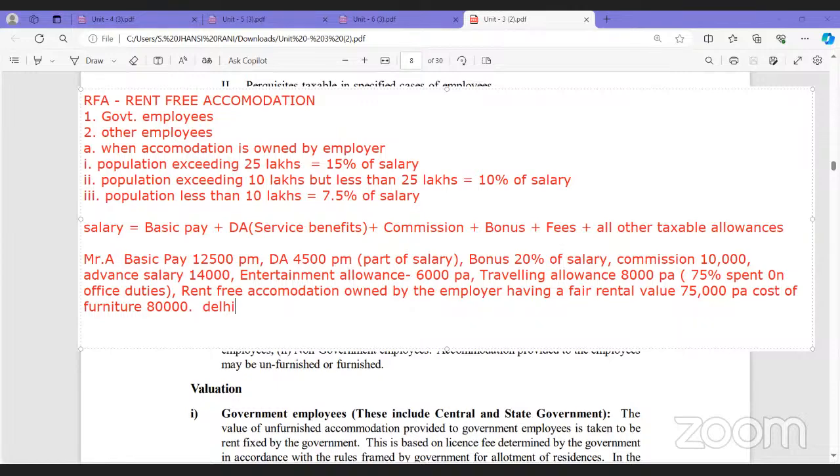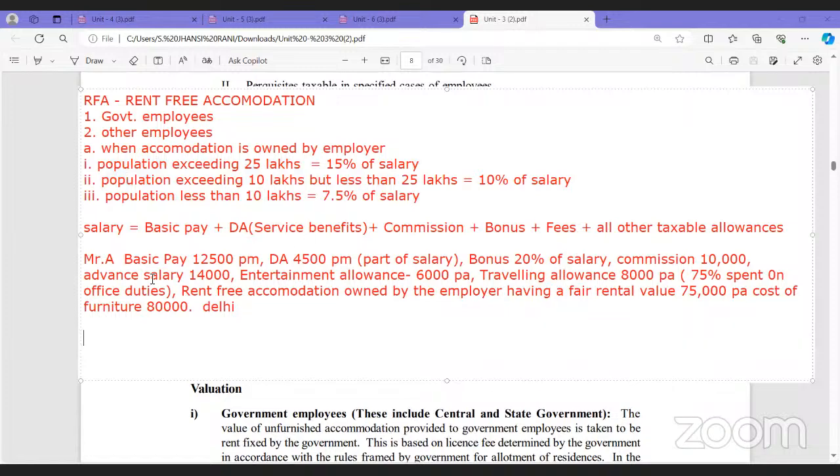Now, if it is another employee, I should know whether accommodation is owned by the employer or not. It is given clearly: rent-free accommodation owned by the employer. So what is the rule? I should get immediately these three rules: population of 25 lakhs or less than 25 lakhs, or more than 10 lakhs. It's given clearly that he lives in Delhi. Will Delhi's population be more than 25 lakhs or less? Delhi's population will be more than 25 lakhs, exceeding 25 lakhs.